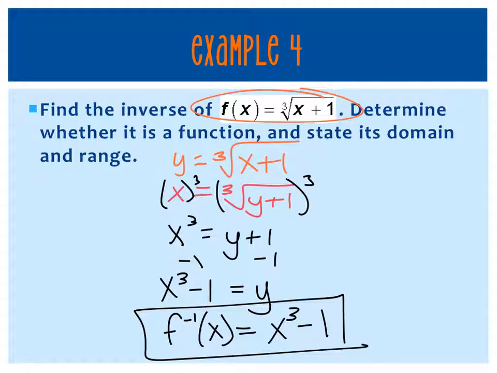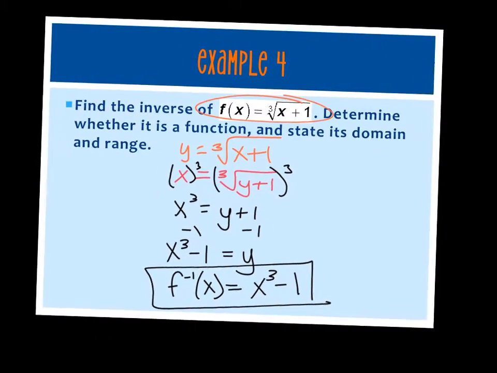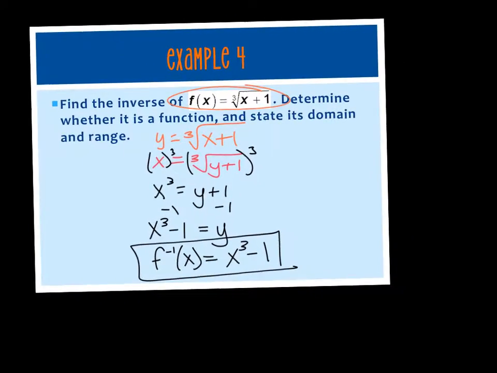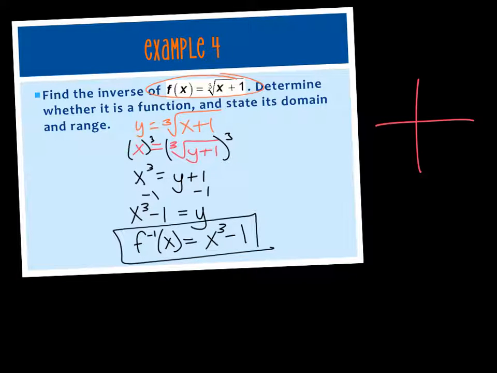Okay, so that's the first part. The second is determine whether it's a function. So I can do this two ways. One is think about what my initial function looks like. If I know what a cube root function looks like off the top of my head, which some of you may and some of you may not, a cube root function goes like this. So I can use that function and use the horizontal line test to determine if the inverse is a function.